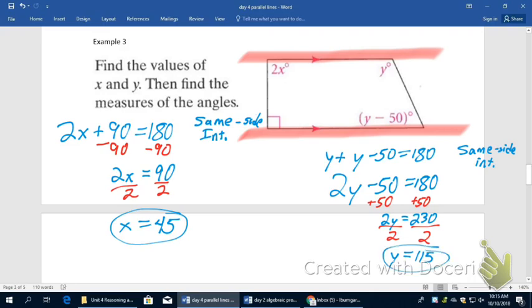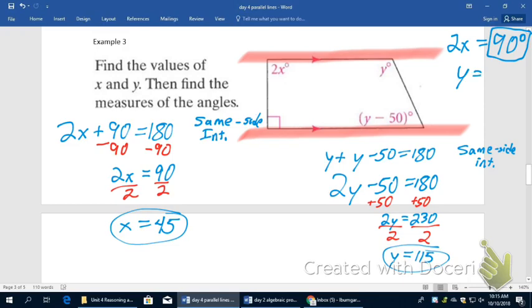Now I'm actually not done with this problem because in the instructions it says then find the measures of the angles. So I've already got 90 degrees, that one's good. But I will go ahead and find 2x. And that will equal 90. How I got that was by doing 2 times the x value, which is now 45. So 2 times 45 equals 90. There's one of my angles, and now I'm going to also find my others.